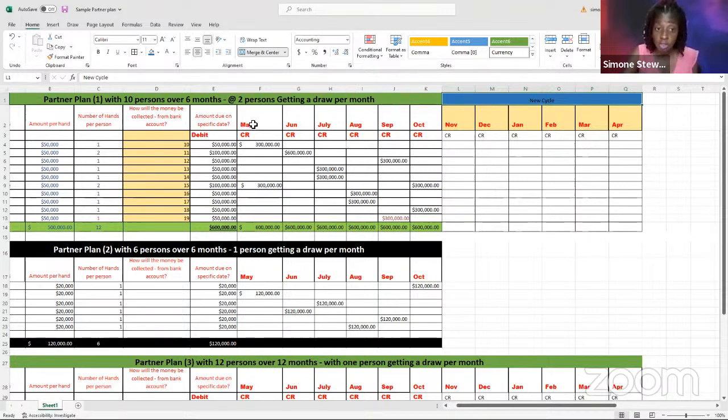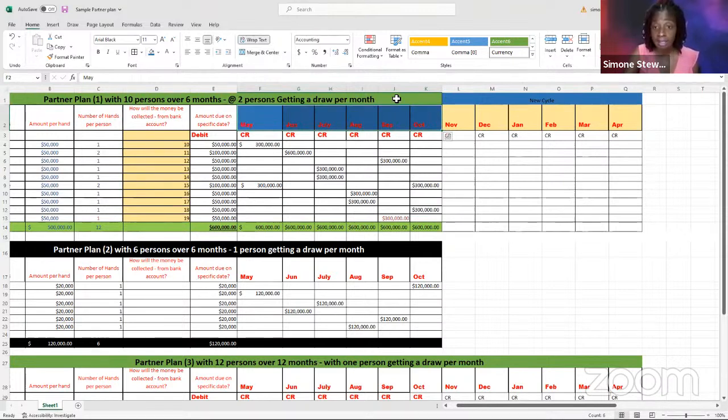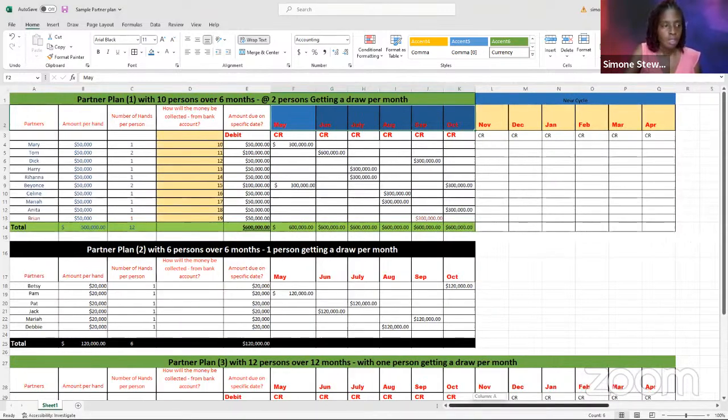So you do it again with the same people. You finish the first 6 months, from May to October. You finish that first cycle, but then the second cycle starts, because as it finishes, you go again, with the same set of persons and the same amount of hands. Again, let's see if I can minimize this so you can see the names. We're using Mary, Tom, Dick, Harry, Rihanna, Beyonce, with the same amount of hands. So Tom had 2 hands, Beyonce had 2 hands, everybody else had 1 hand.